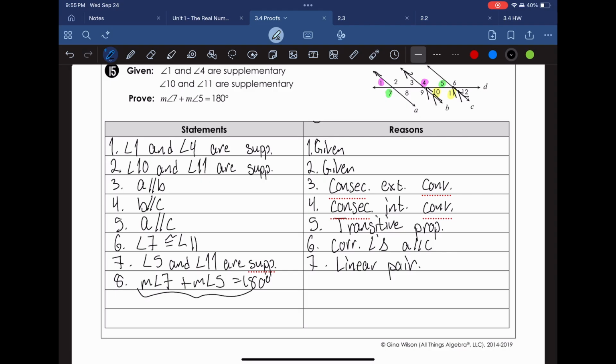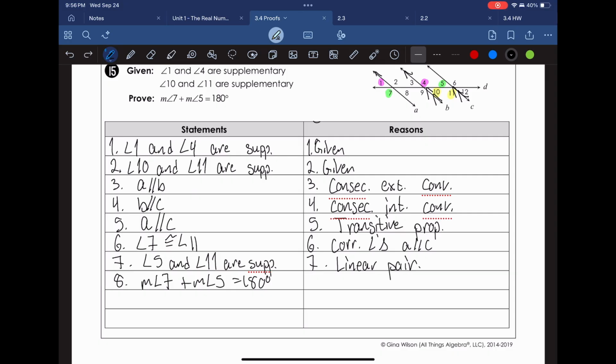The reason we can do this is because 7 and 11 are the same thing, which means whenever I write 11, I can say that this is also true for angle 7. So instead of writing angle 7, I can write angle 11. So right here, this statement says that 5 and 11 are supplementary, but because 11 and 7 are the same thing, I can say that 5 and 7 do the same thing, which is they add up to 180.